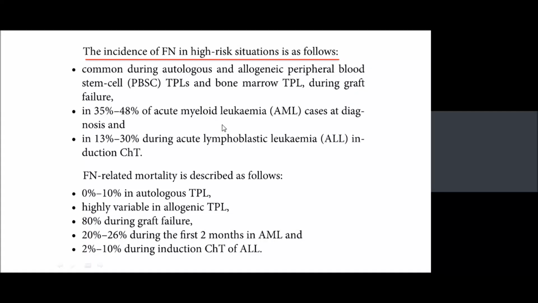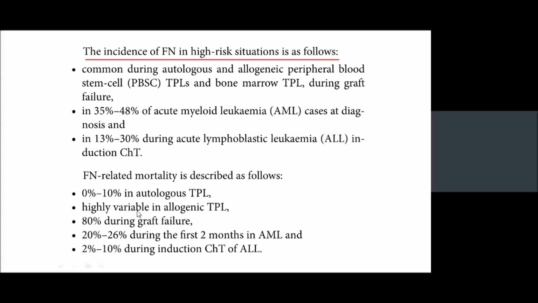And if you take AML, or acute myeloid leukemia, about 40% of patients at diagnosis can have febrile neutropenia, right? Okay, are you clear? In the ALL group, it's probably a little less than that, but these can occur during chemotherapy, right? Then, if you look at febrile neutropenia related mortality, in autologous transplants, you can have up to about 10% mortality. Autologous means you put in their own cells. Allogeneic is obviously from a donor. It can be very variable.